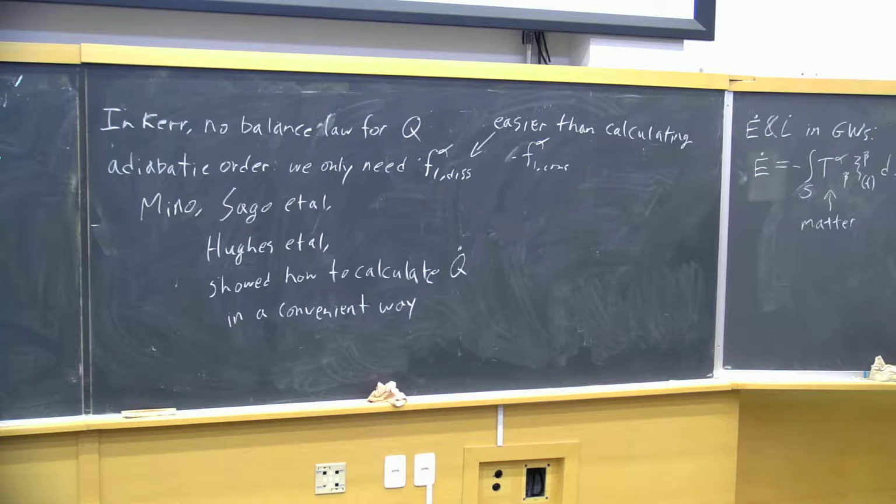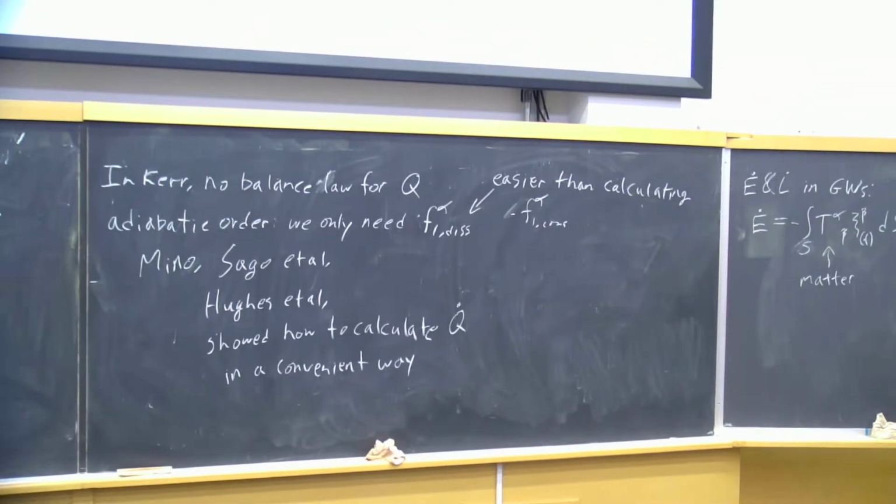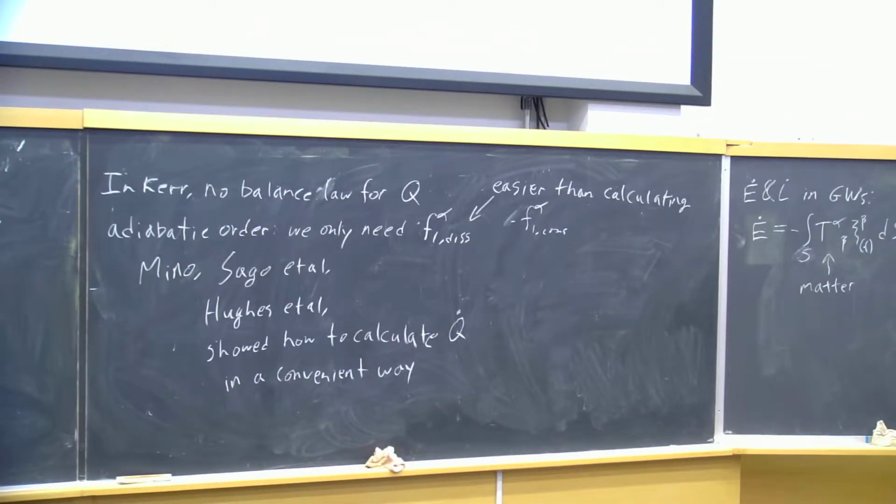And if you simplify this, you get minus T t r, r squared d omega. So this is in Schwarzschild coordinates, in Schwarzschild space-time. You'll have a similar formula in Kerr.